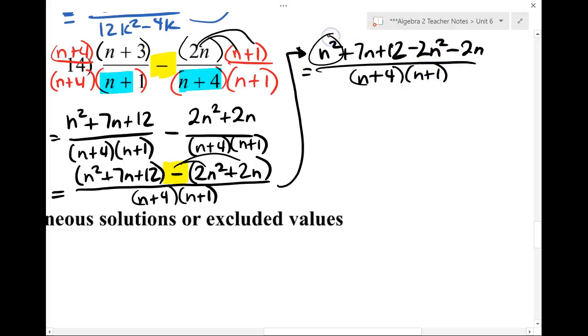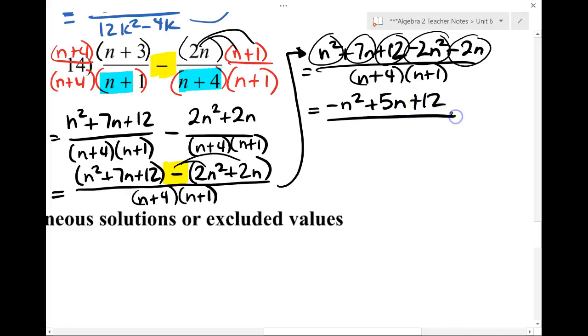So I've got an n squared here, an n squared here. So that will combine to be negative n squared. And then I've got an n term here, an n term here. So that's 7 minus 2, which is positive 5n. And then I've got just a 12, so plus 12. All over n plus 4 times n plus 1. Okay. Now let's see.